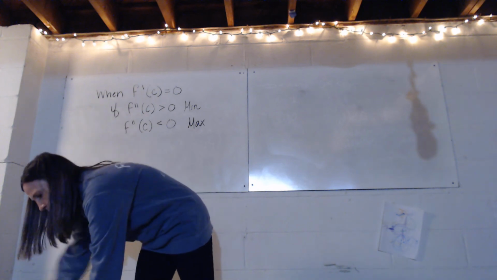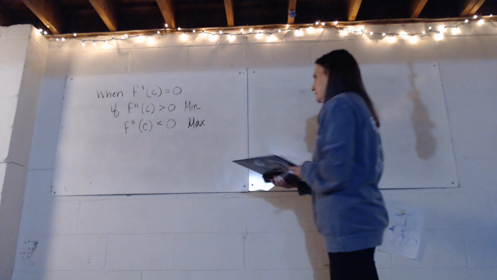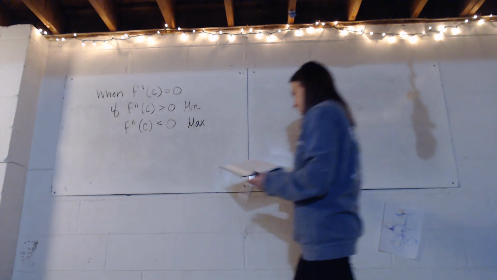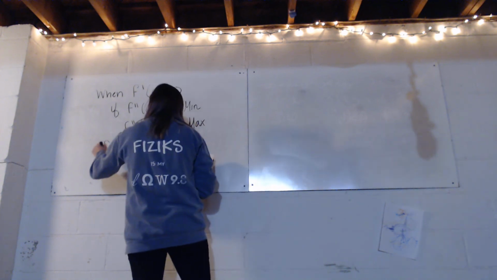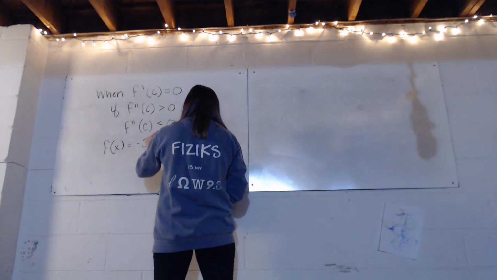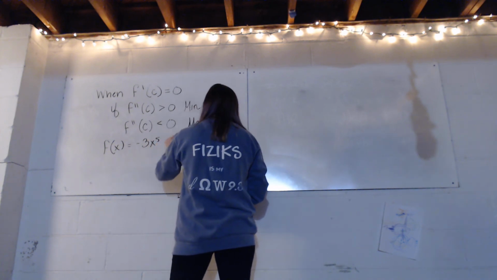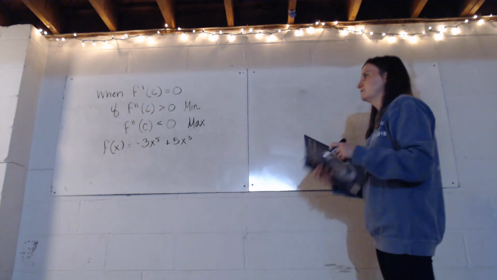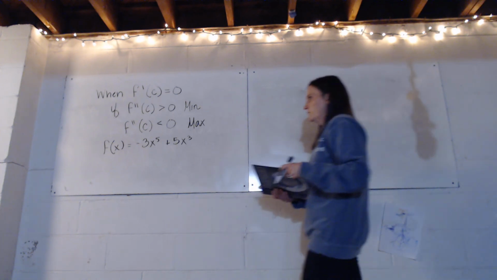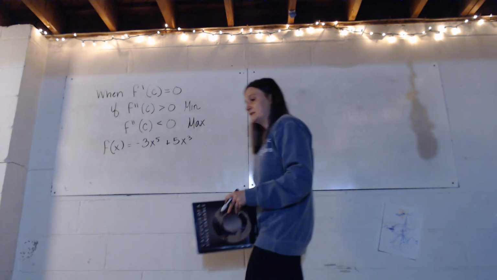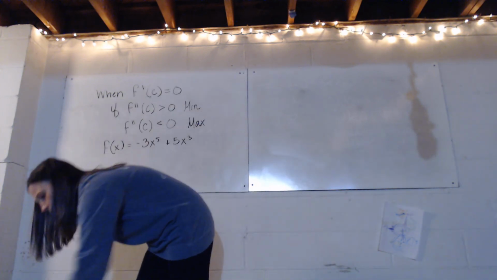So the example problem they give us is this. We want to find the relative extrema for this function, f of x is equal to negative 3x to the 5th power plus 5x cubed. And we're going to use the second derivative test to find those. First, we take the first derivative, then we'll take the second derivative and find some of those important points.